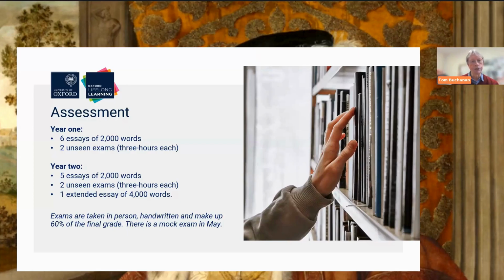So just to sum up on the assessment, in the first year, there are 6 2,000-word essays and 2 unseen exams of 3 hours each. And then in the second year, you've got 5 2,000-word essays, an extended essay of 4,000 words, which comes with the optional paper, and a further 2 unseen exams of 3 hours each. The exams are currently handwritten. They're taken in person. And the exams do make up 60% of the final grade.